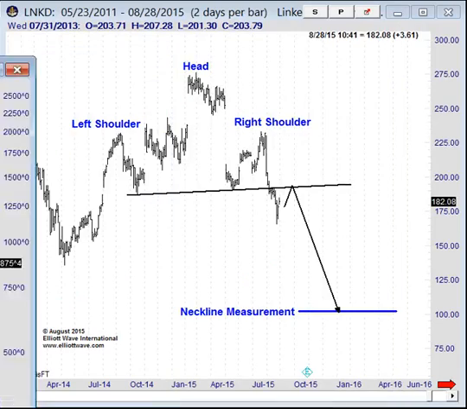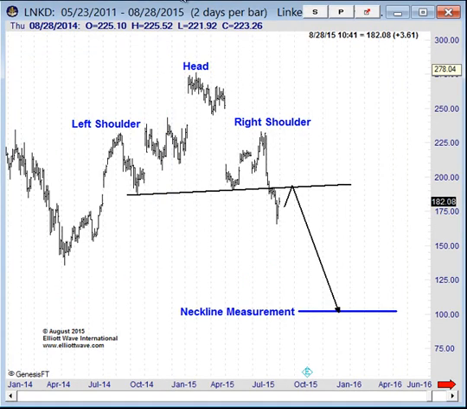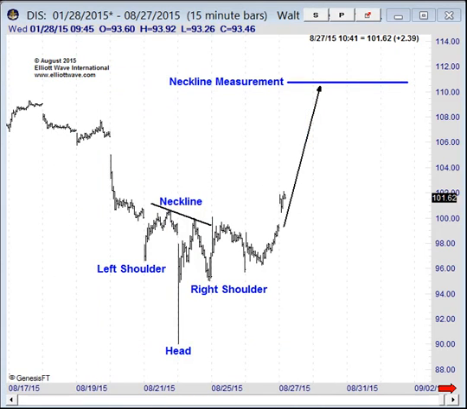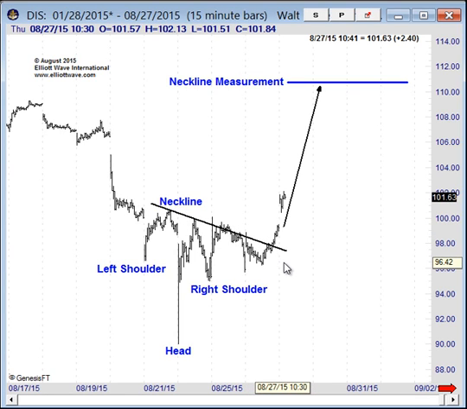Now let's take a look at an intraday pattern. This is in Disney, and this is one I've been keeping my eye on here. It's a short-term pattern, but this is also a good example of an inverted head and shoulders, a bullish head and shoulders formation on the intraday price chart level.